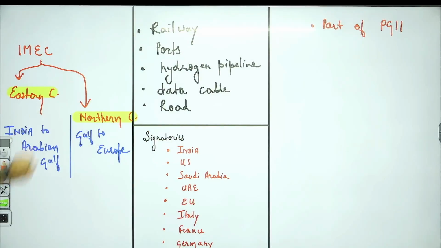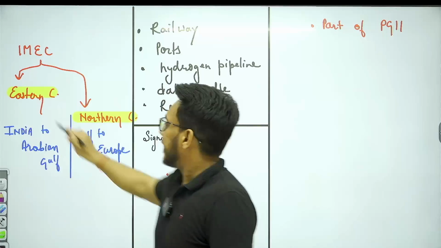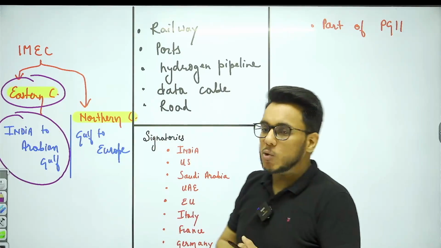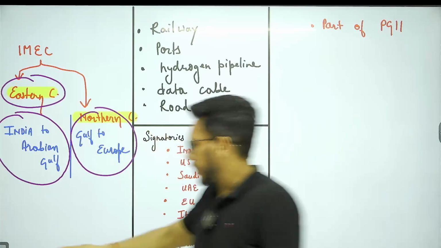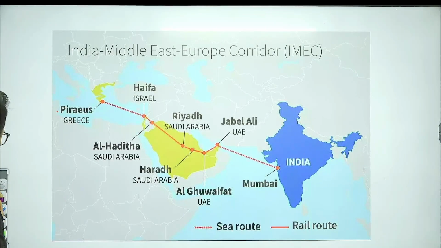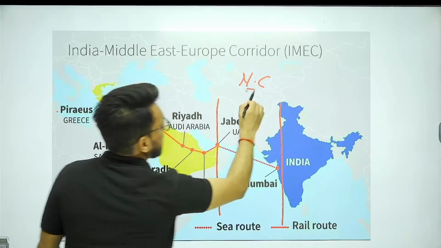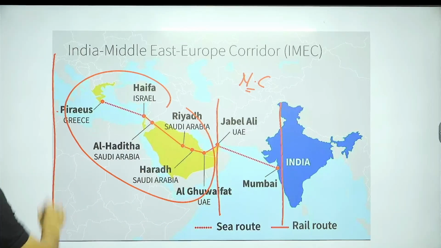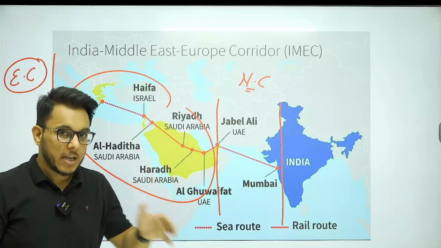First of all, when we talk about the India, Middle East, Europe Corridor, it will have two components. Number one is the Eastern Corridor. The Eastern Corridor will connect India to the Arabian Gulf. And then there is the Northern Corridor, which will connect the Arabian Gulf to Europe. Let's see this. This component is the Northern Corridor. And this component is referred to as the Eastern Corridor, east of Europe and the US.